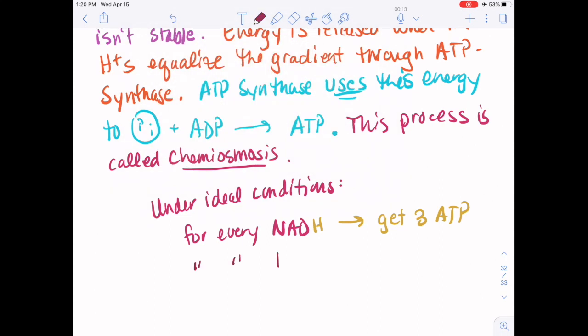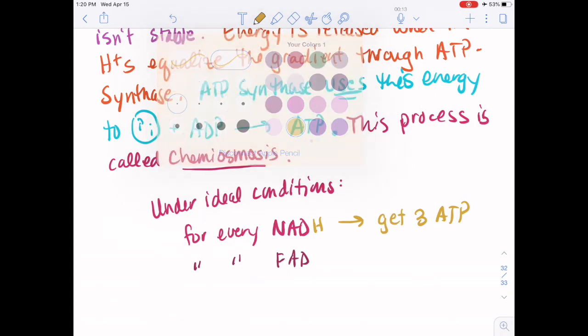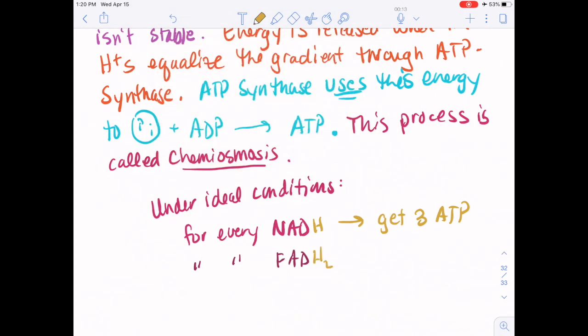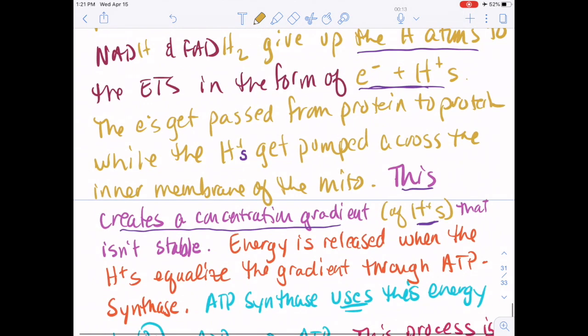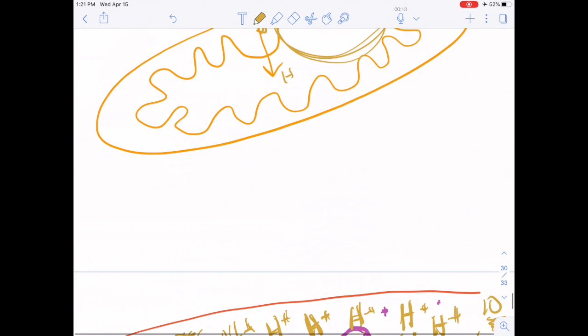And for every FADH2, I know this isn't going to seem quite right, you get 2 ATP, which seems weird because FADH2 has 2 hydrogen atoms, but NADH only has 1. It's because FADH2 is less efficient at giving up its hydrogens to the electron transport system. So keeping in mind that we can get 3 ATP for every 1 NADH and 2 ATP for every 1 FADH2, go back in your notes and find that table where we added up all of our goodies last time.